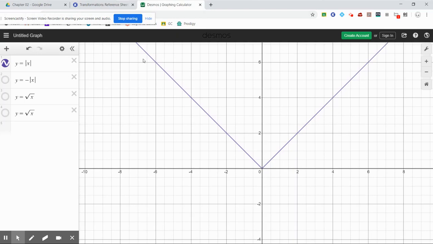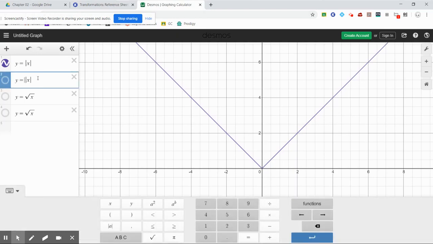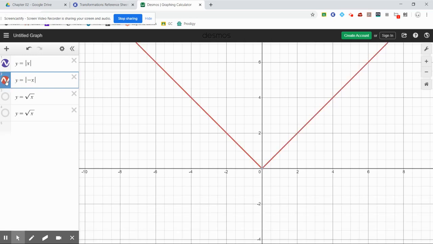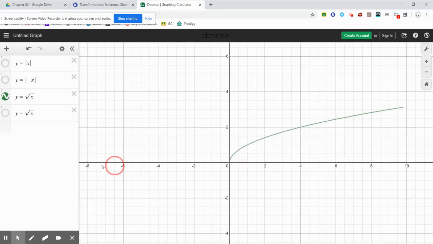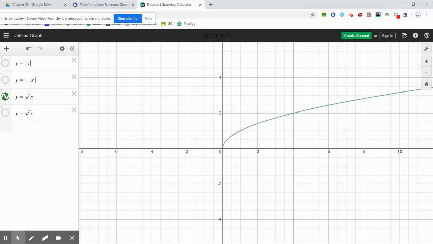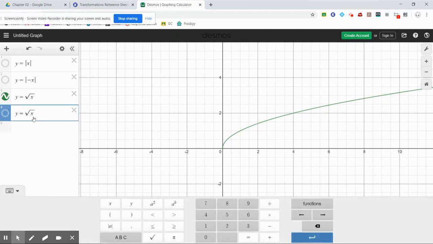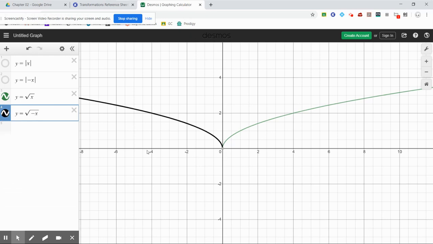So let's go back. The reason I put two different functions here is because if I reflect this across the y-axis, if I reflect it horizontally, it's actually the same function back again. So let's take a look at this square root function, y equals the square root of x. If I go inside the function and I apply that negative, it reflects it across the y-axis.